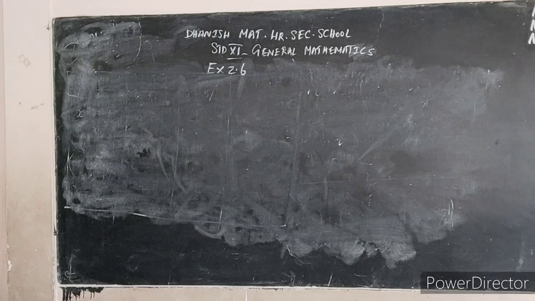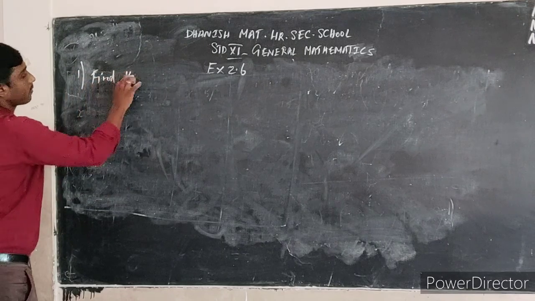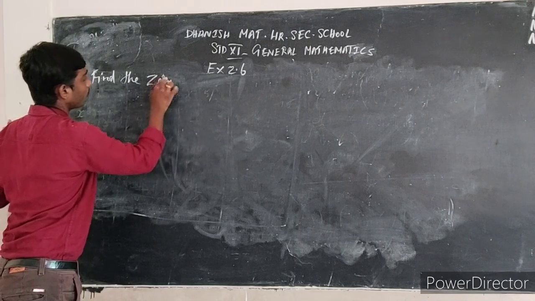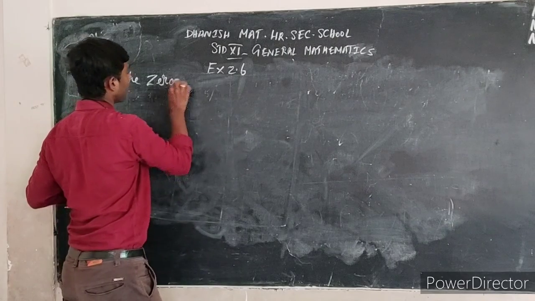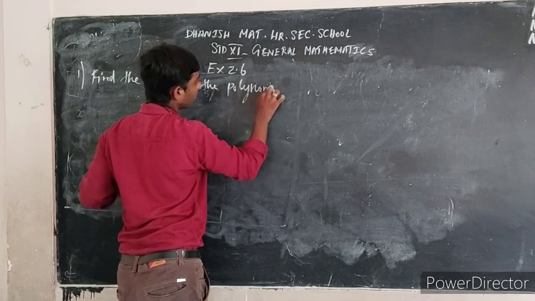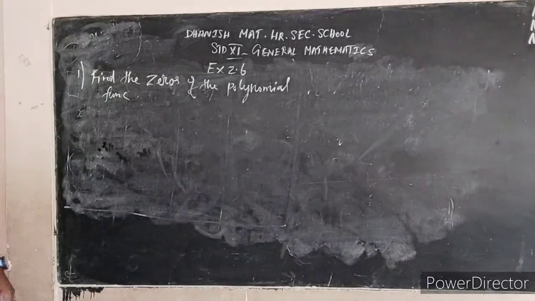Here we are going to apply this. So what is the question given here? Exercise 2.6. Find the zeros of the polynomial function. Find the zeros of the polynomial function. So what is the question given here?